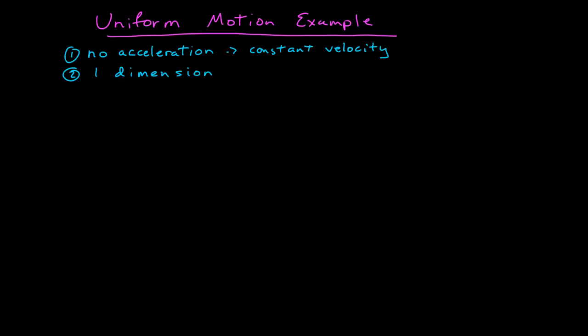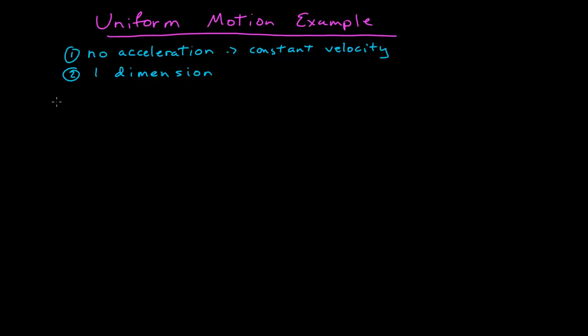I want to do an example now of uniform motion in one dimension. To review, uniform motion means there's no acceleration. We're at a constant velocity. And also we're limiting ourselves to one dimension to make the math easy. And in fact, this example is going to be quite simple because I have a bit of a larger purpose as well.